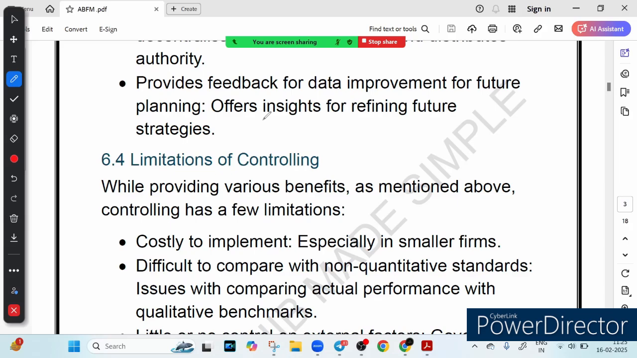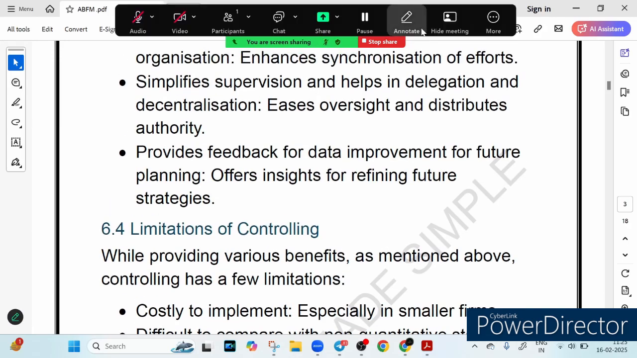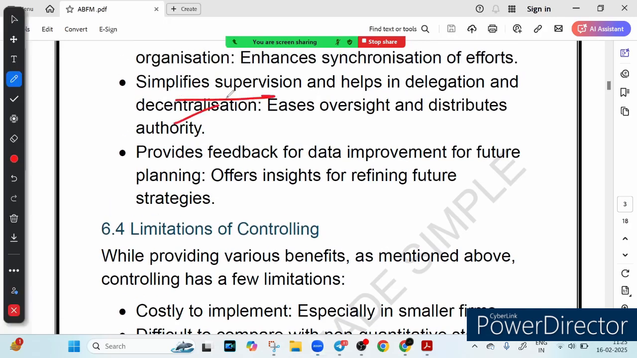This is a super important thing. Let me talk about it. So I think this was the point. Here you can see simplify supervision and decentralization. With clear control, the decision making can be decentralized. This is one of the main features of this so-called controlling, right? That is decentralization of the decision making. It makes operation faster and effective.